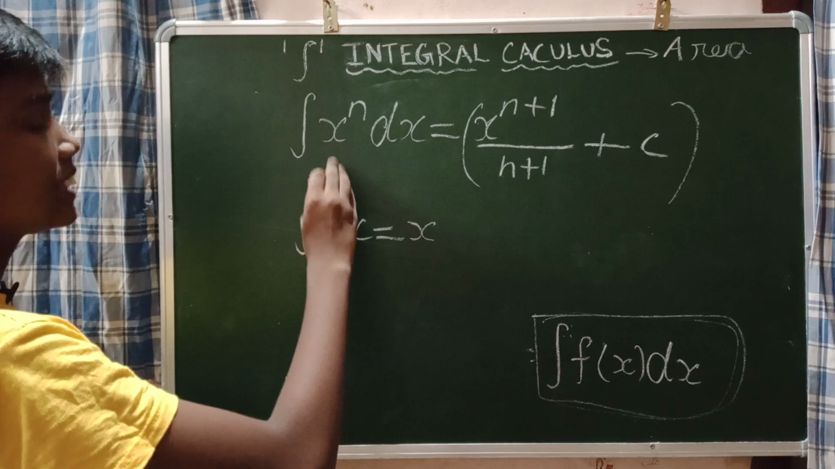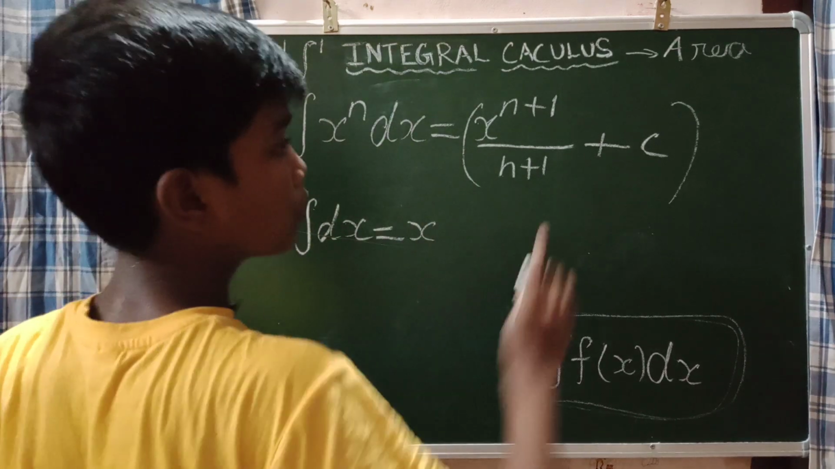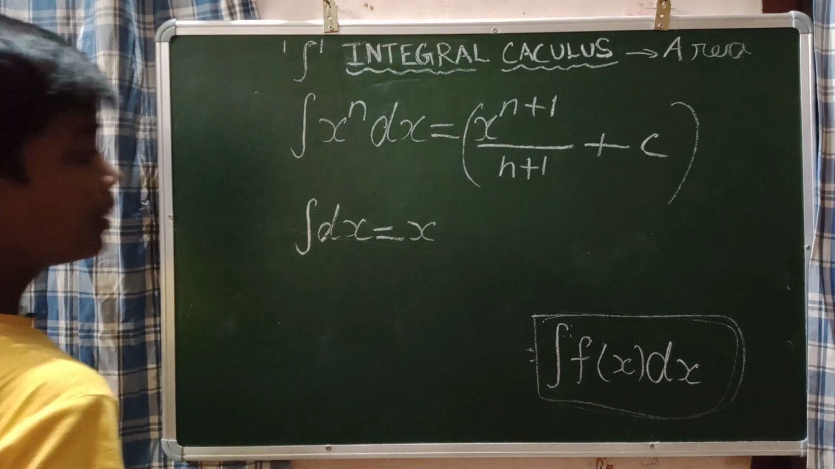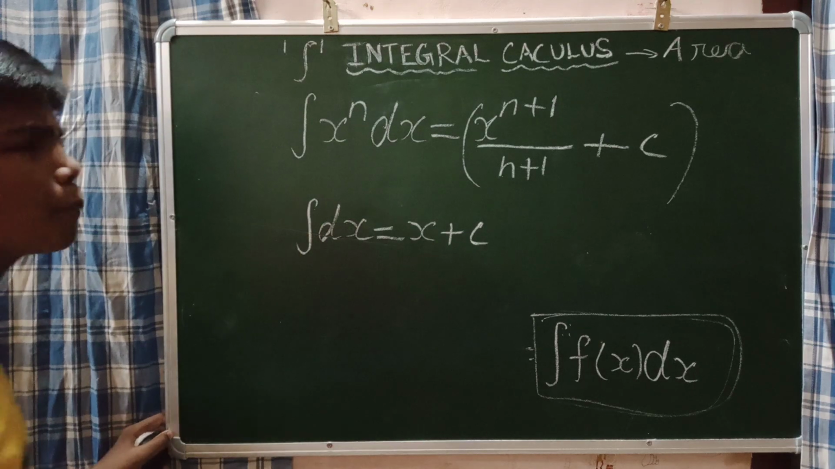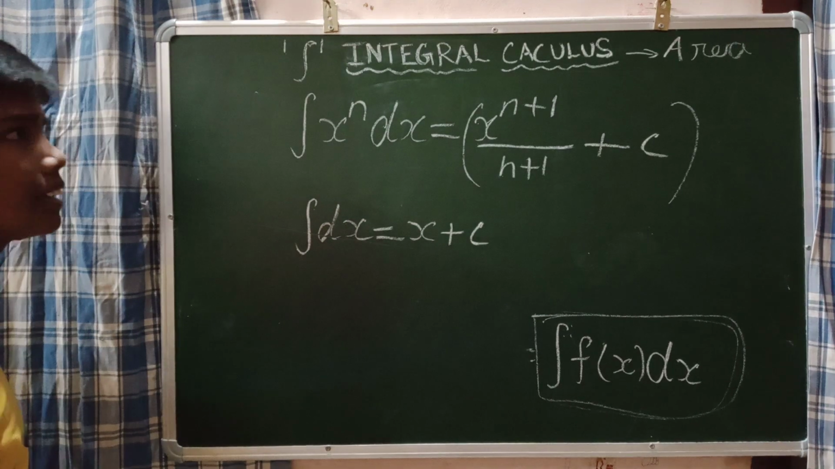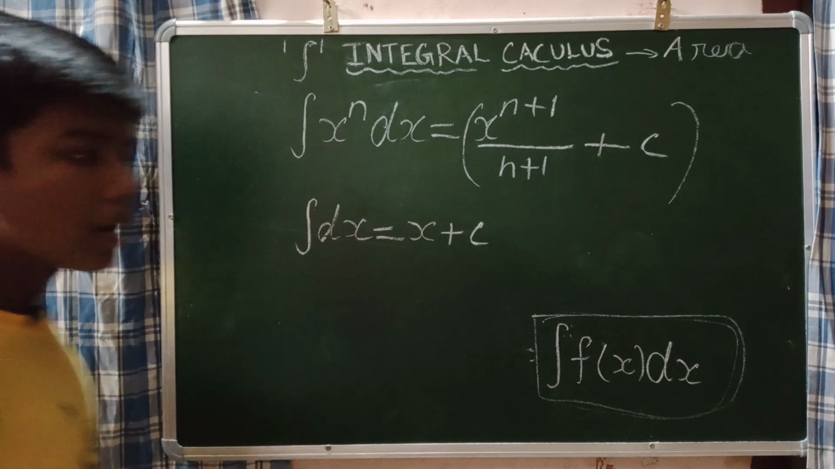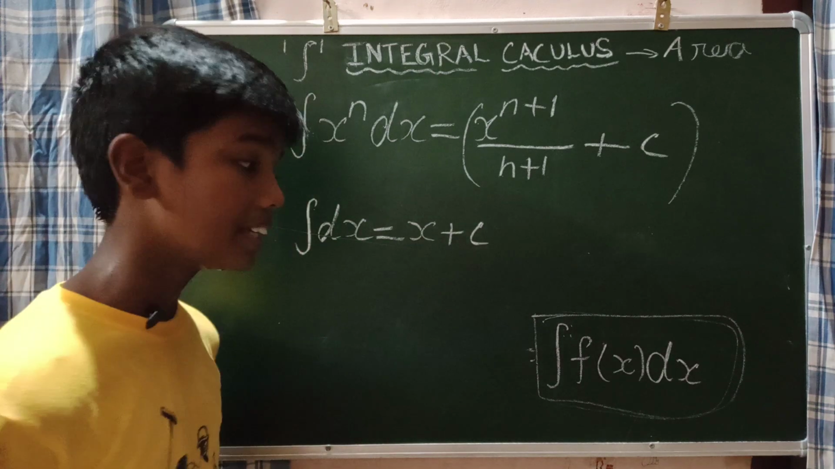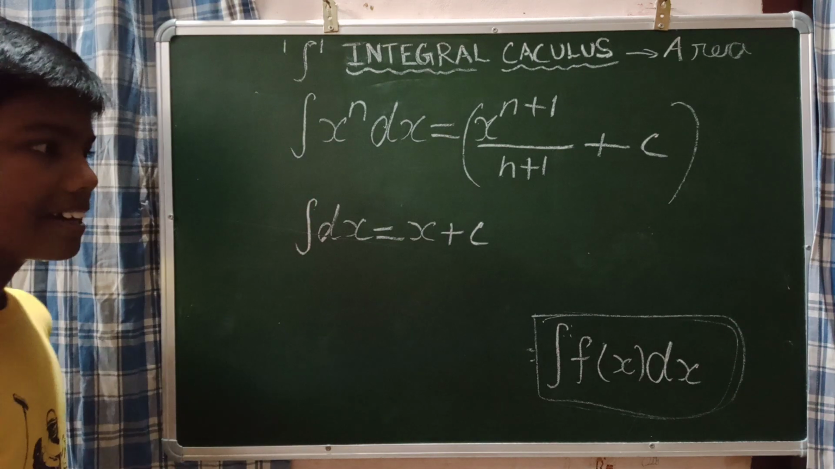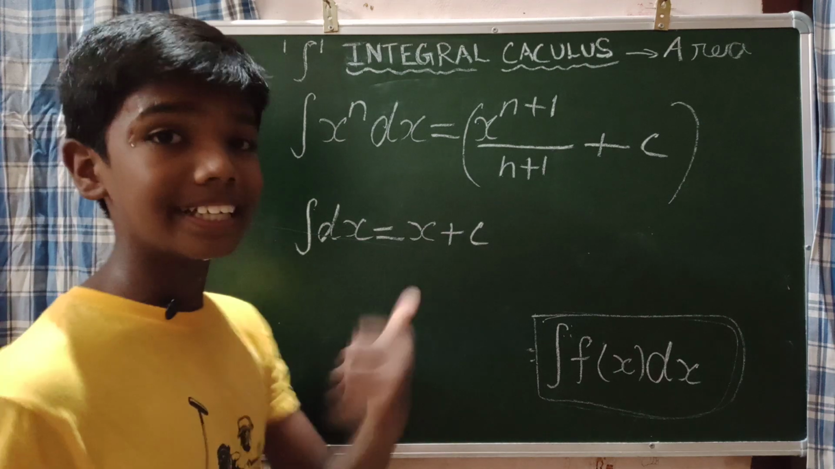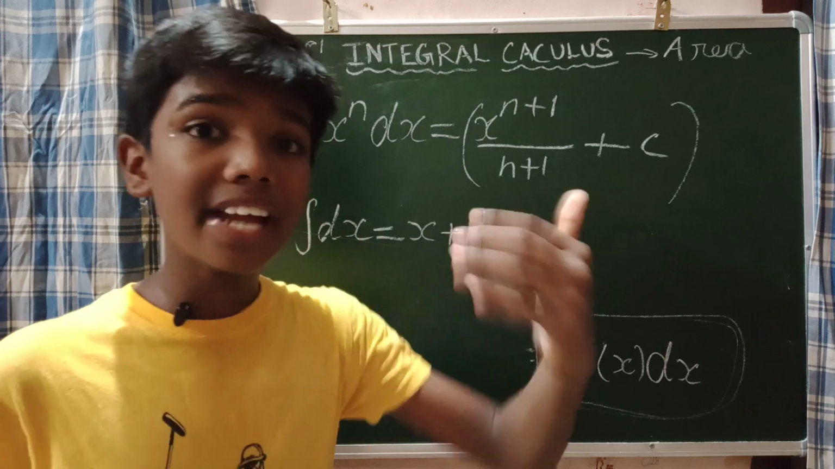Some formulas: integration of x to the power of n dx is equal to x to the power of n plus 1 divided by n plus 1 plus constant c. And integration of dx is equal to x plus constant c, also important. These are some basic formulas. Please remember these formulas; in integral calculus you need to remember only these. As I told, integration of f of x dx will give us the area. I think integral calculus will be easier now.